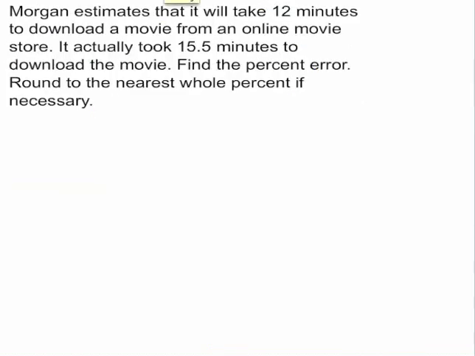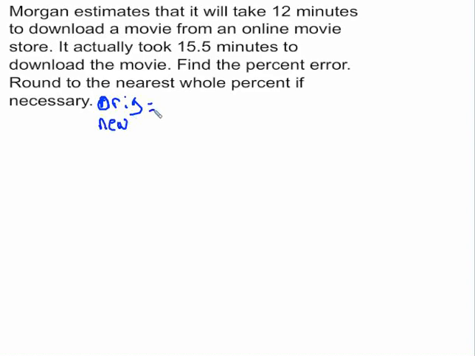Now, in this case, we're going to have a percent error that we're trying to calculate. Morgan estimates that it will take 12 minutes to download a movie from an online store. It actually took 15.5 minutes to download the movie. Find the percent error and round to the nearest whole percent if necessary. So we need to figure out, if I'm looking at a percent error, as we said before, there's always going to be an estimate and an actual value. Which one's the new and which one's the old? So we need to figure out which one's our original value and which one's our new value.